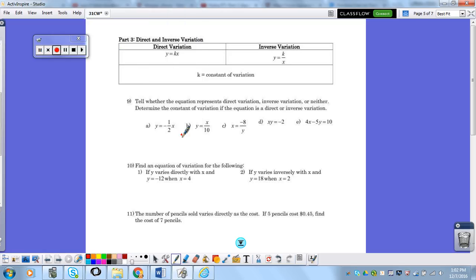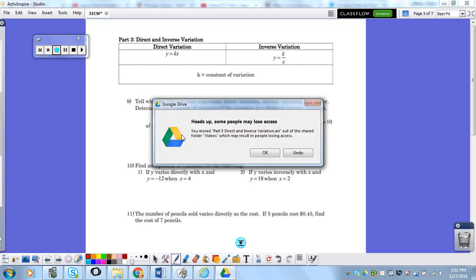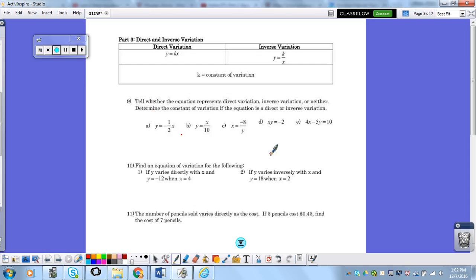We are going to talk about direct and inverse variation. Y equals kx is the direct variation equation. Inverse is y equals k over x.